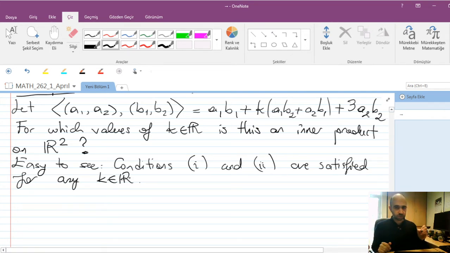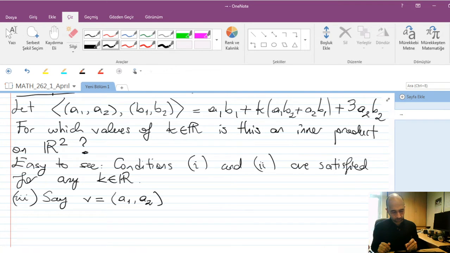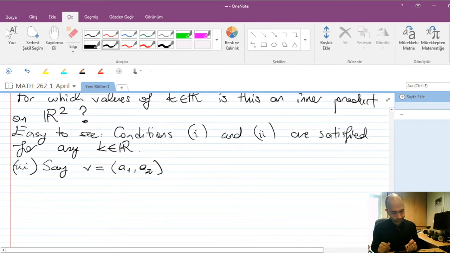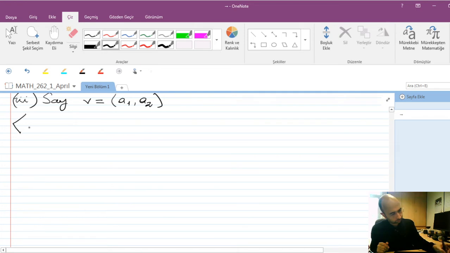Now, the more interesting part is number 3. This non-negativity business. That's not automatic at all and not true for certain values, so let's check that. So let's select an arbitrary vector, say V equals (a1, a2) in R2, right? We should look at V inner product V, right? Okay. V inner product V, well, you have to do that.